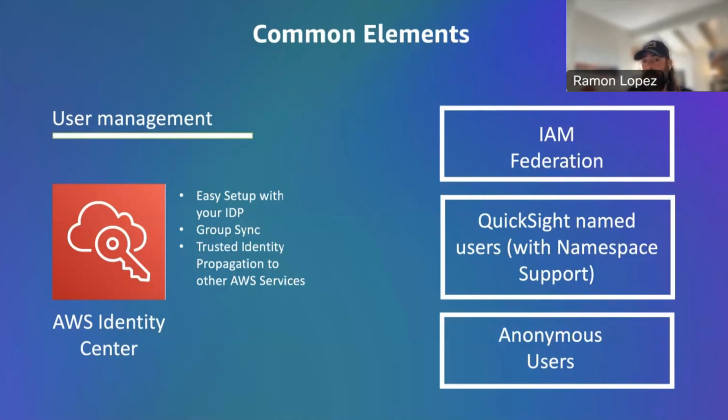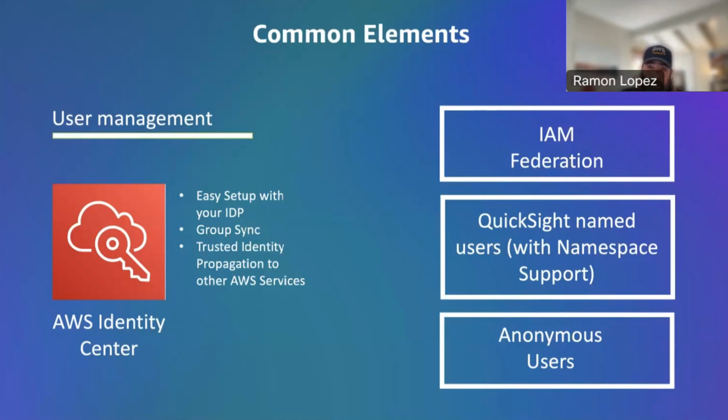In addition to Identity Center, we have other options for user management. We have things like IAM Federation. We have QuickSight named users, which support namespaces, which we'll talk about in a few minutes. We also have another alternative, which is anonymous users. I'm going to double click on anonymous users for a second here.